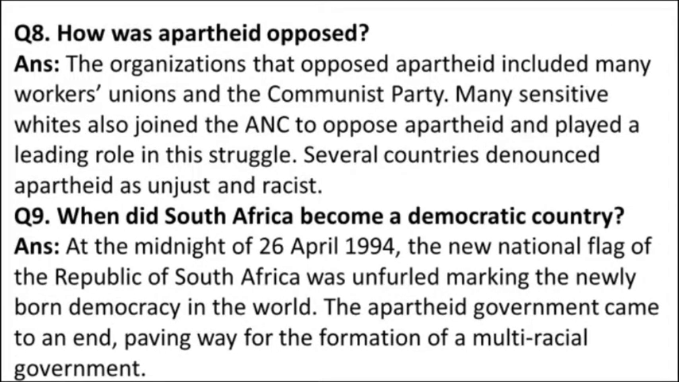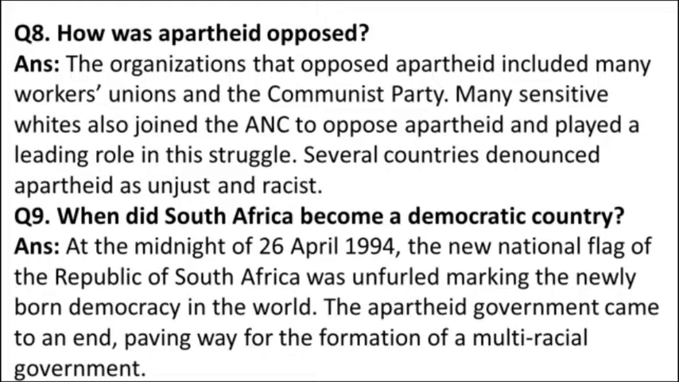Question number 8. How was apartheid opposed? Answer. The organizations that opposed apartheid included many workers' unions and the Communist Party. Many sensitive whites also joined the ANC to oppose apartheid and played a leading role in this struggle. Several countries denounced apartheid as unjust and racist.